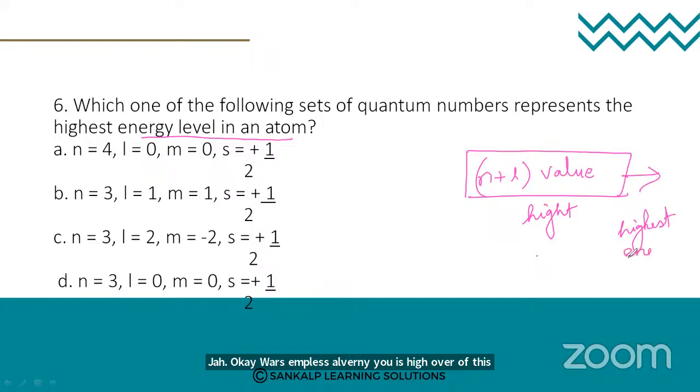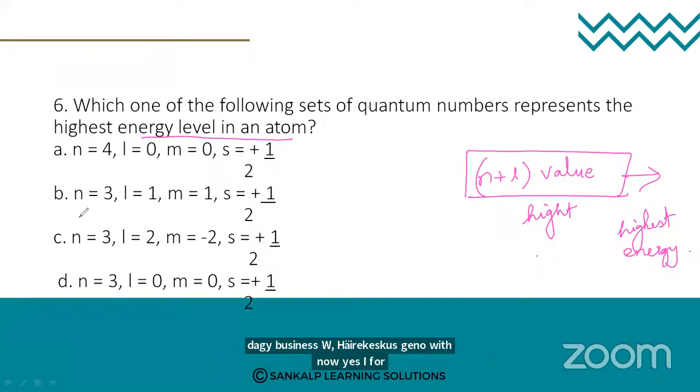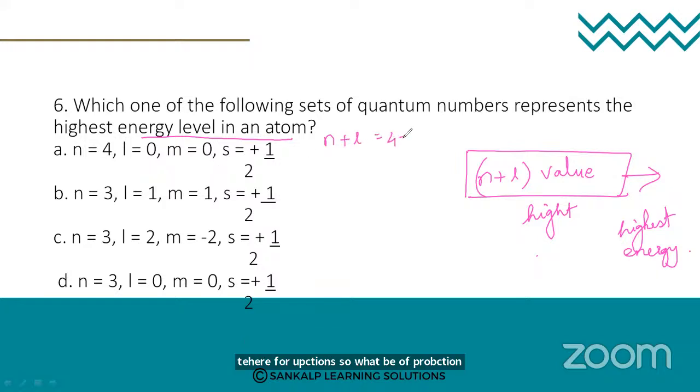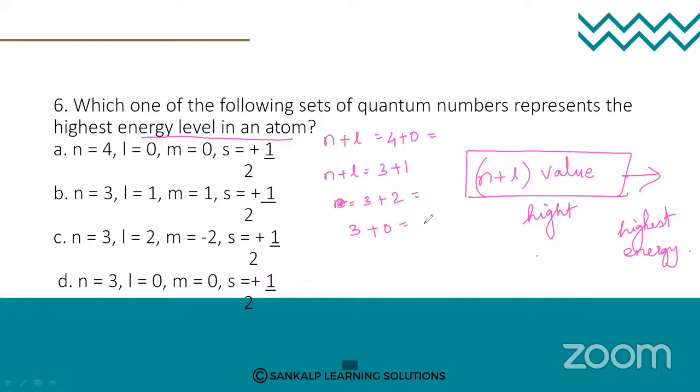Can you do it now? I have told you. There are four options. First, n plus l of the first one is 4 plus 0. Then option B, n plus l value, 3 plus 1. Then the third one, n is 3 plus 2. Then the fourth one, 3 plus 0. So whose value is highest here? This is 4, this is 4, this is 5, and this is 3. So it is option C.